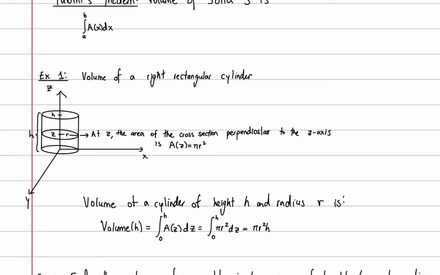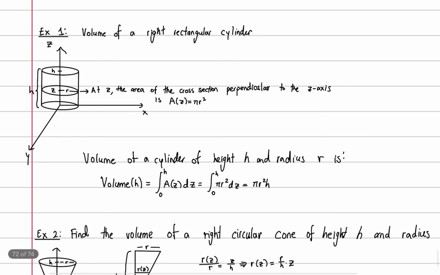So we're going to put this right at z. We don't know what z is, it's a random point, so we have a function. At z, the area of the cross-section perpendicular to the z-axis is given by A of z equals pi r squared. The z doesn't matter, it's just a constant anyway. So Fubini's theorem tells us that we can find the volume of a cylinder of height h and radius r by the integral from 0 to h of A of z dz, which is the integral from 0 to h of pi r squared dz.